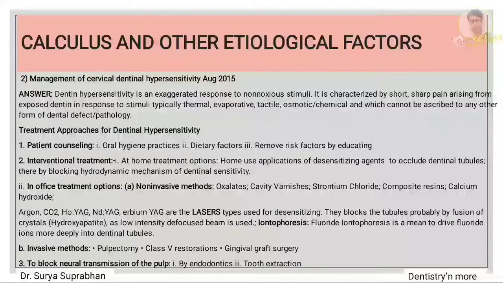Next one is management of cervical dental hypersensitivity. First you have to define what is dental hypersensitivity, and then how it is characterized, and then mention the management, that is the treatment approaches. I have written it here under 3 headings. First is the patient counseling, second is the interventional treatment, and third one is blocking the neural transmission of the pulp.